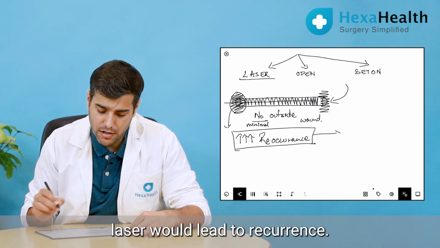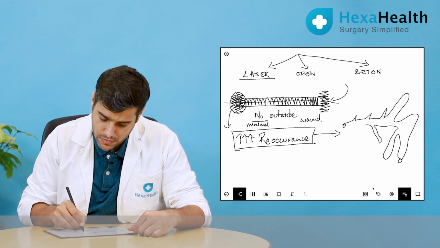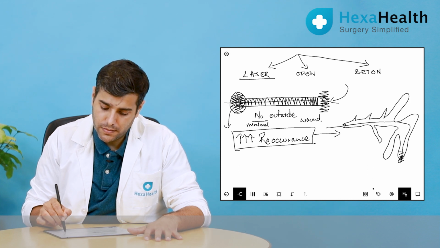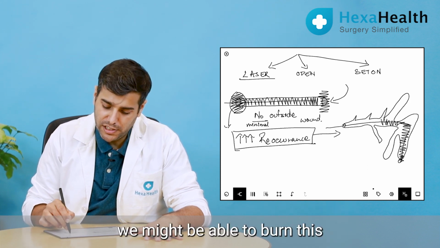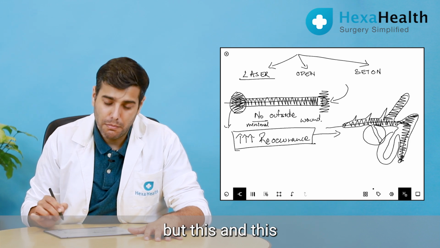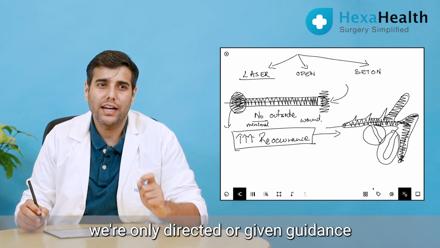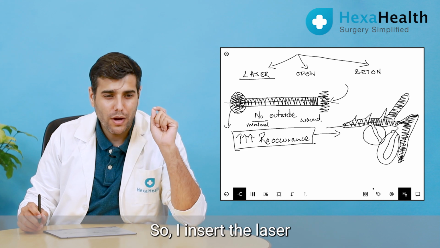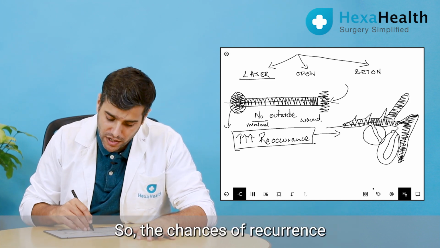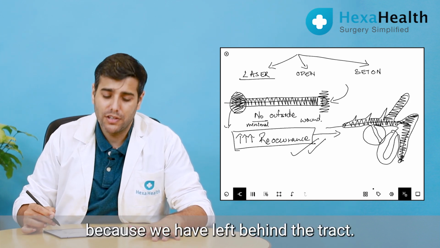Let's understand why laser would lead to recurrence. If the fistula has branching like this, and we insert the laser fiber and we burn the tract, we might be able to burn this branching tract, maybe this one as well, but this and this might be left behind. Because this is a blind procedure. We don't know where the laser is going. We're only directed or given guidance by the light of the laser. So I insert the laser from the outside opening and try to see it from the inside where it's going. So the chances of recurrence in a complex fistula in laser become higher because we have left behind the tract.